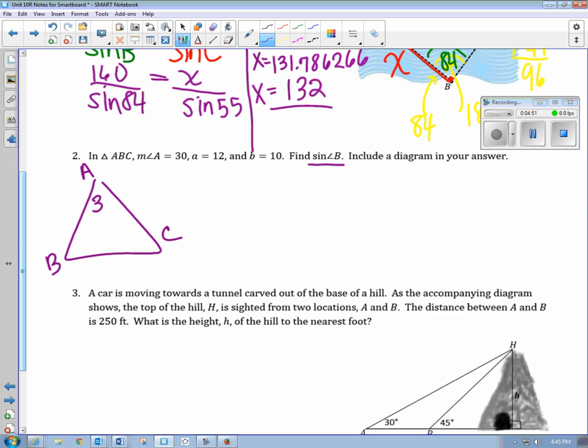Angle A is 30. Side A is 12. That's convenient. I have an angle and a side across from each other. Side B is 10. And I'm looking for information about the sine of B.